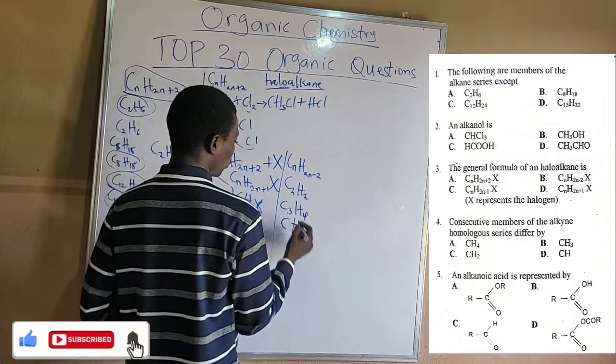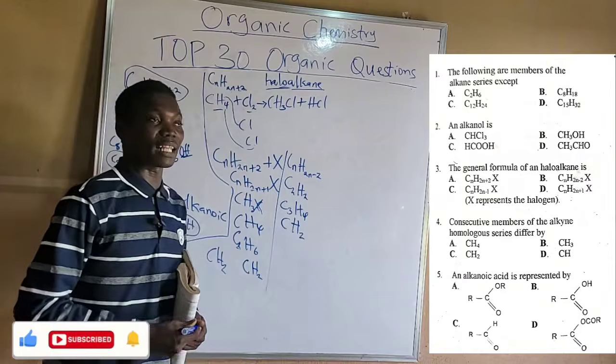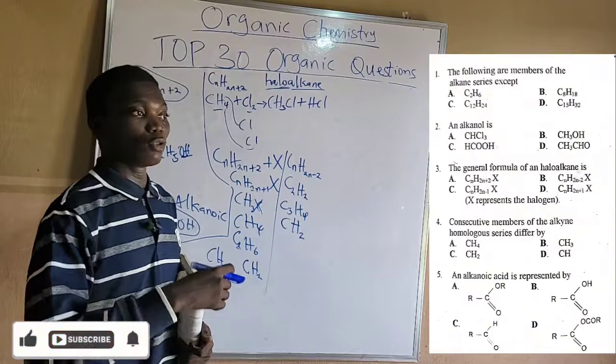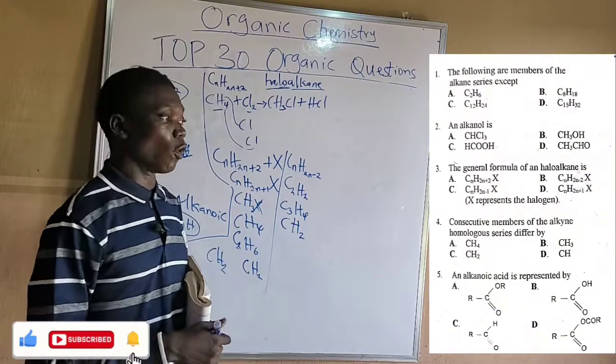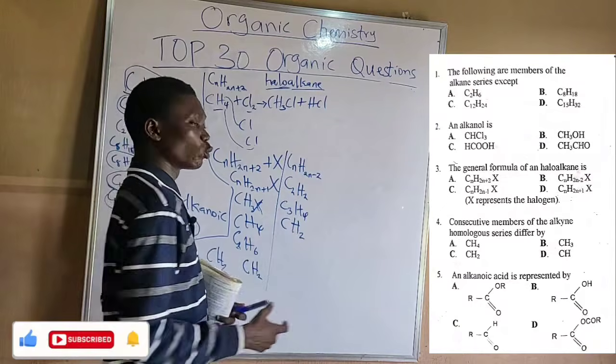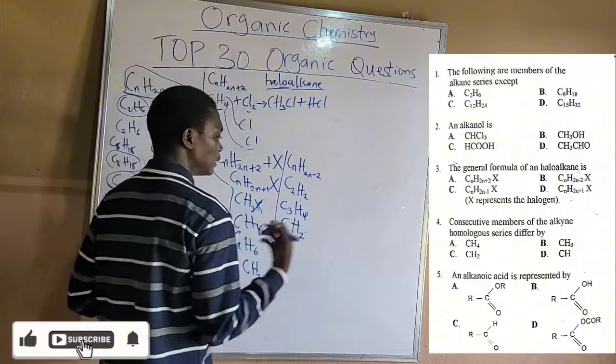4 hydrogen minus 2 hydrogen is 2. So each of those members differ by CH2. At times you may not see CH2. You could also see it as 14. You could see numbers like 14, 12, 10 or 8. They are also the same thing as CH2 or 14. Why is it 14? Because CH2 is the same thing as 14.